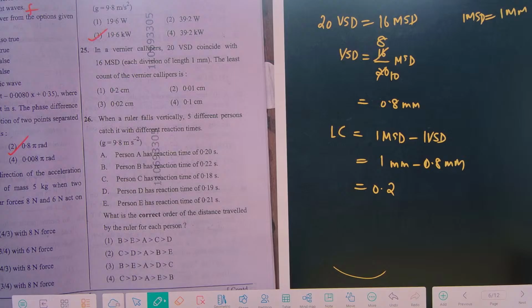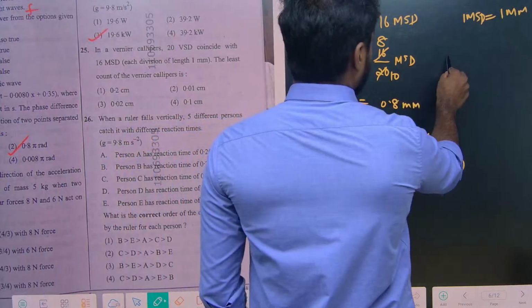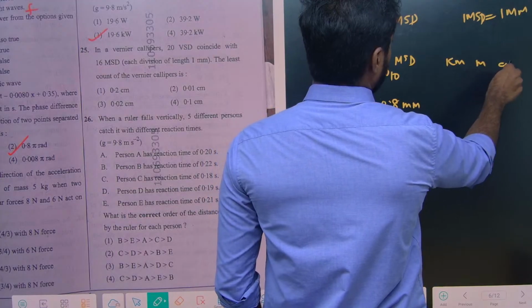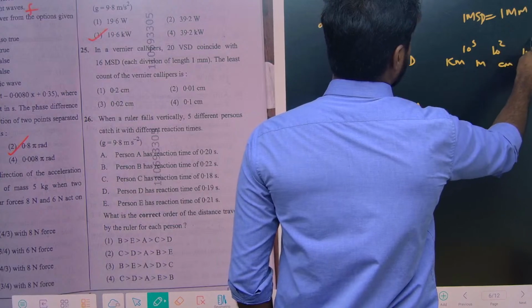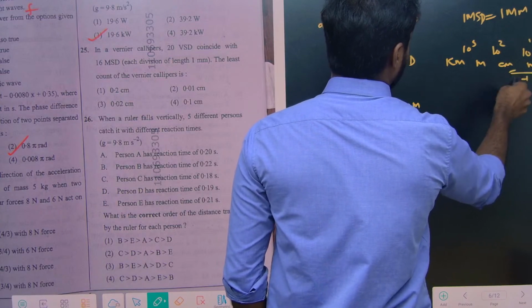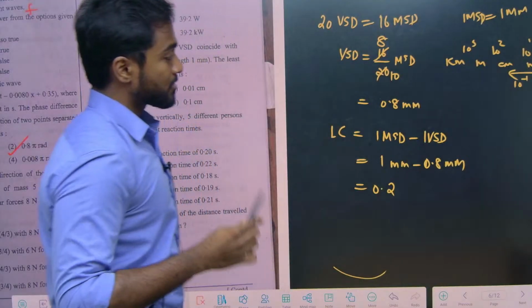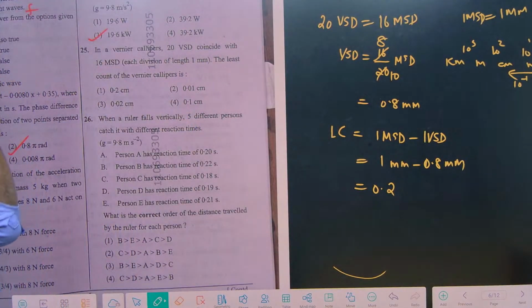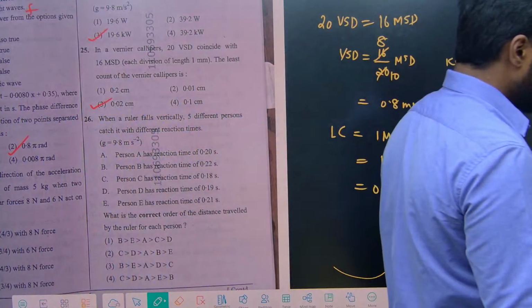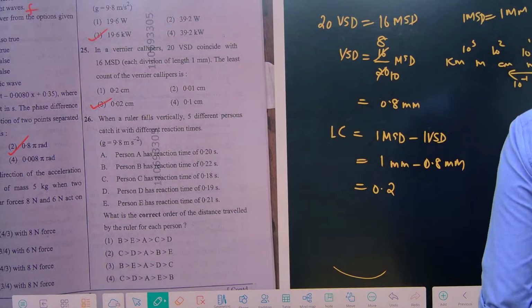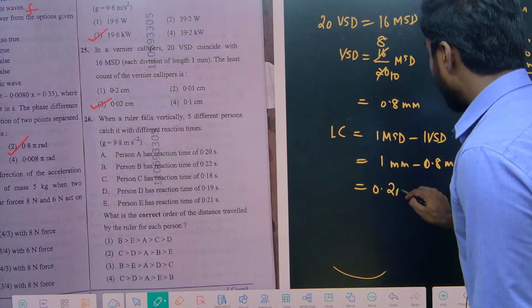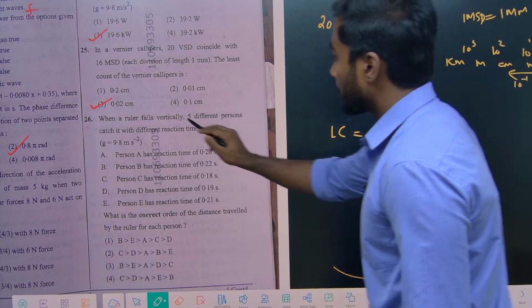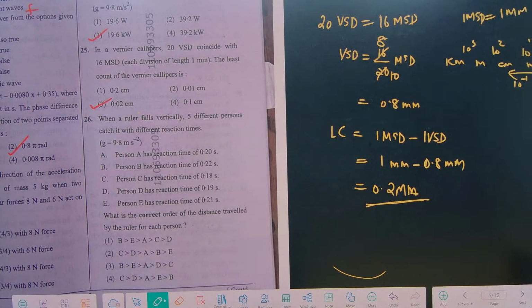So millimeter to centimeter conversion: kilometer, meter, centimeter, millimeter, so 10 power 3, 10 power 2, 10 power 1, and this is 10 power minus 1. In this way, millimeter to centimeter, so 10 power minus 1, and obviously I will get the value as 0.02, option 3. Here the answer came in mm, I need to get it in terms of centimeters, since the options are given in centimeters.